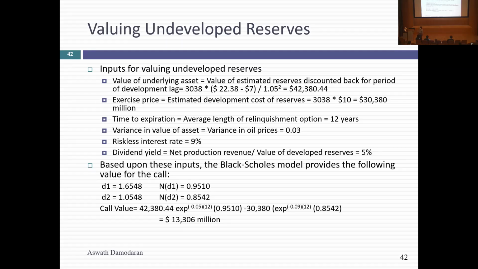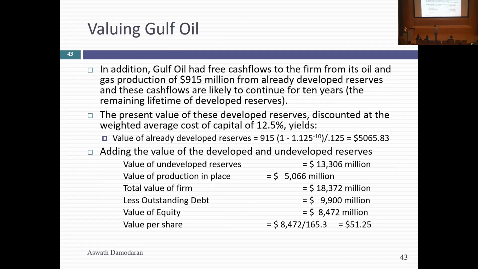In fact, if I were to complete this oil company valuation, I'm going to do it in parts again. There is the value of the existing developed reserves, and they're throwing off cash flows of $915 million every year for the next 10 years. If they did nothing but extract oil from their developed reserves, they're going to get $915 million cash flows, discounted back at an oil company cost of capital of 12.5%. I get a present value of $5.065 billion. That's the part of the company that's developed. The value of the undeveloped reserves is $13.3 billion.